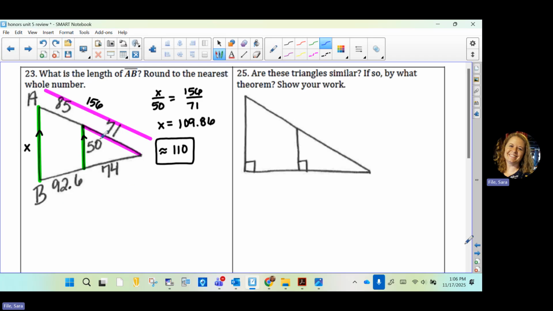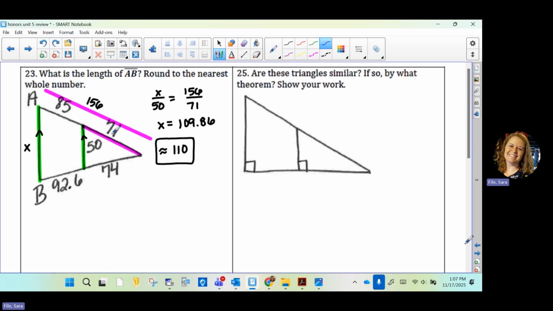So for the small triangle, that's 71. For the large triangle, you have to add the 71 and 85, and you get that the length of the large triangle is 156. So I set mine up, X is to 50 as 156 is to 71. Okay, you could have flipped that, or you could have gone X is to 156 as 50 is to 71, right? There's usually like 4 correct ways you can set up your proportion and still get the same answer.